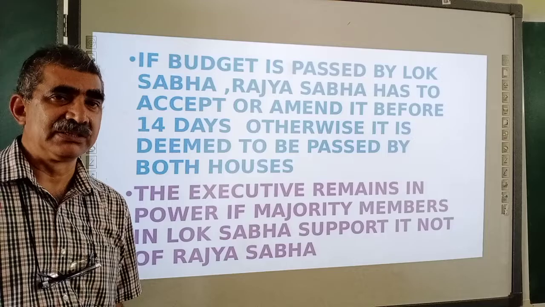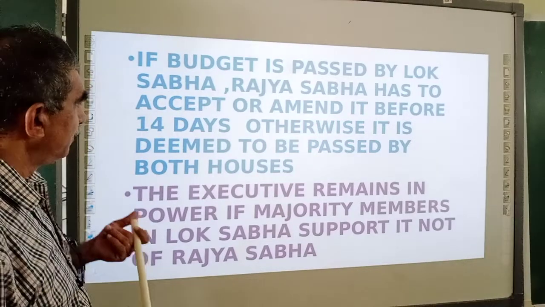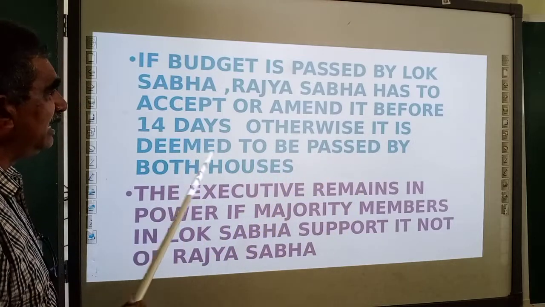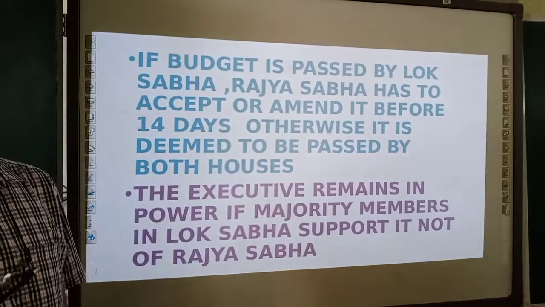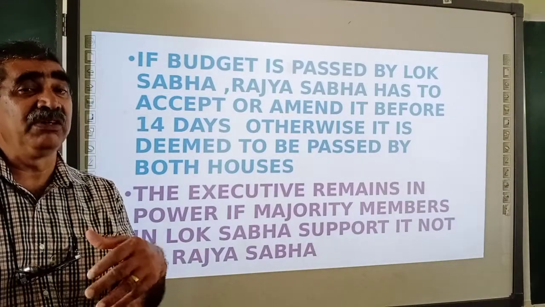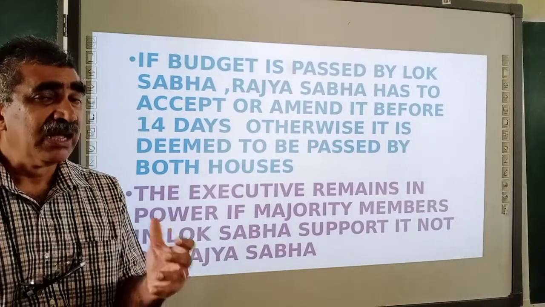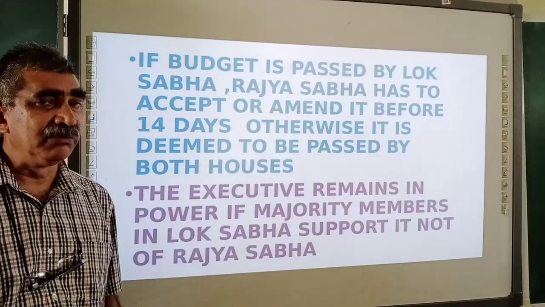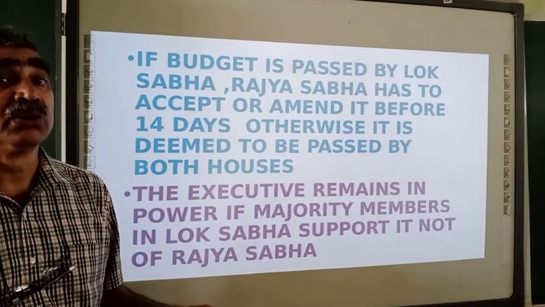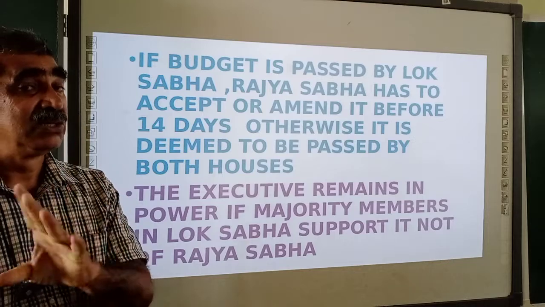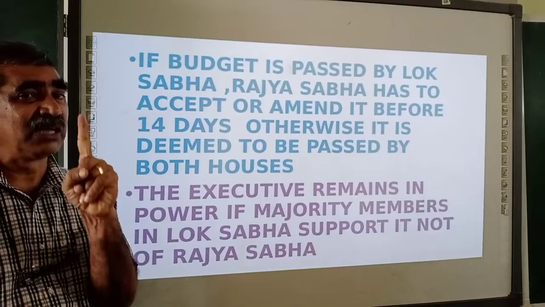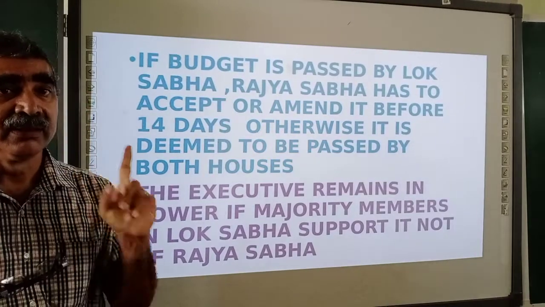Any financial bill, mainly the budget, has to be amended within 14 days. Otherwise, it is deemed to be passed by both houses. So if they don't put restrictions before 14 days, it is accepted as passed by both the houses. If they want to change it, they can change it before 14 days. It is only in money matters, not all the bills, not all the rules and regulations. Only in the matter of money.